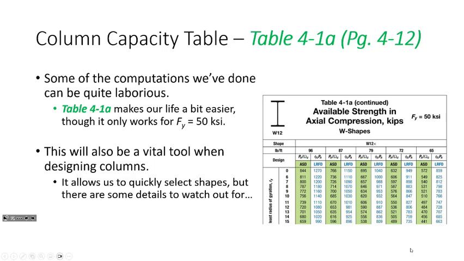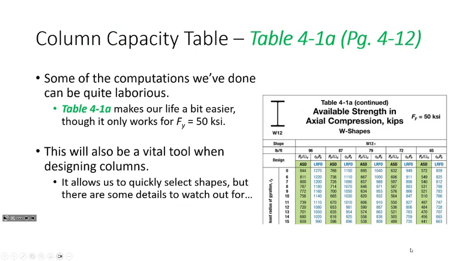In fact, it is so important that if you open up the reference manual in the FE exam, they have placed a snippet of this table in the FE reference manual, because you literally cannot design columns without it. It's that important, okay? Now, the point is that a lot of the computations that we've done just now can be kind of labor intensive. I think, as you realize, if you're trying to do every column, table 4-1 makes our life a little easier.